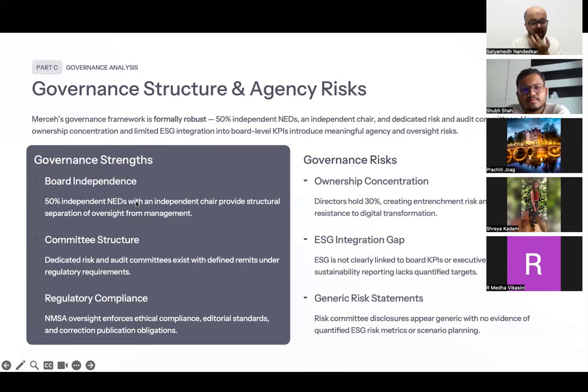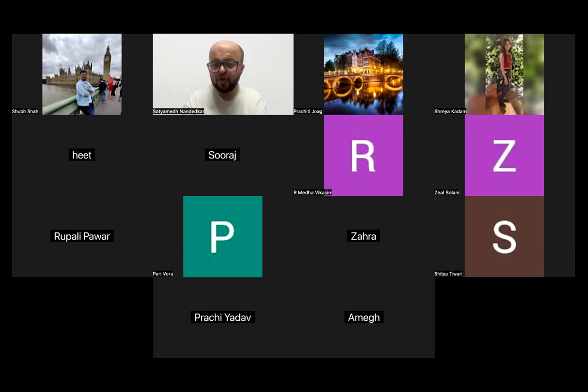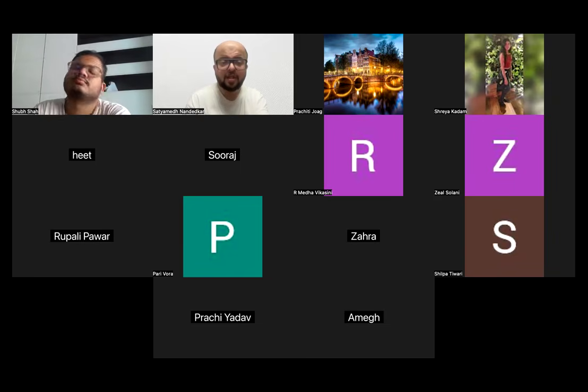From a governance perspective, we analyzed this in detail when we were looking at corporate governance aspects. Board independence, committee structure, regulatory compliance are things that work in your favor. But too much concentration in the hands of institutional shareholders and directors, the ESG integration gap, and the fact that risk appetite is not clearly defined could be generic risk statements that might not. Matlab, it basically makes the whole approach quite vague. So that is from the ESG perspective. Okay. With that, we are through with analyzing the pre-seen and applying different models.